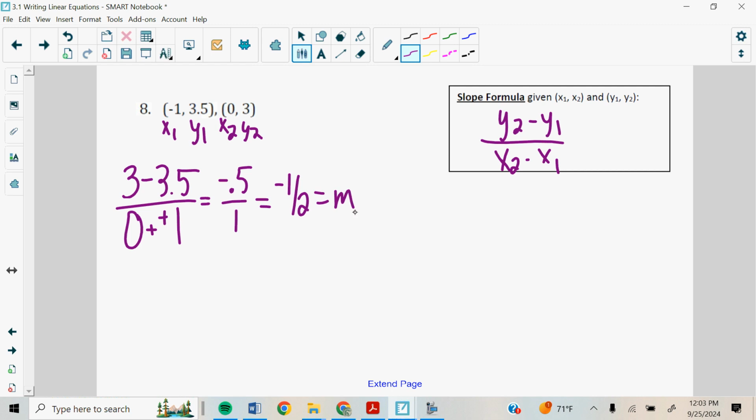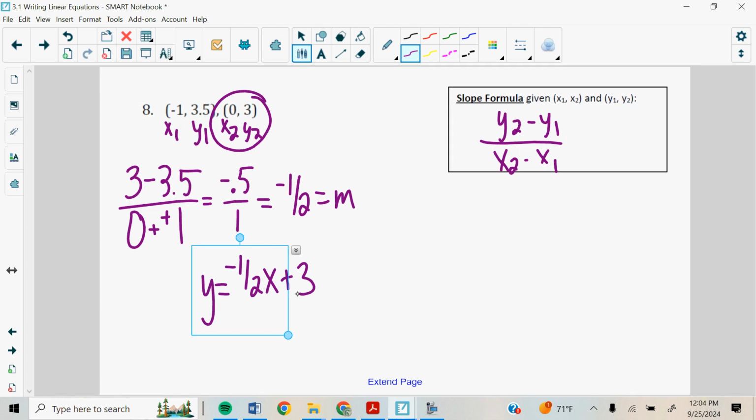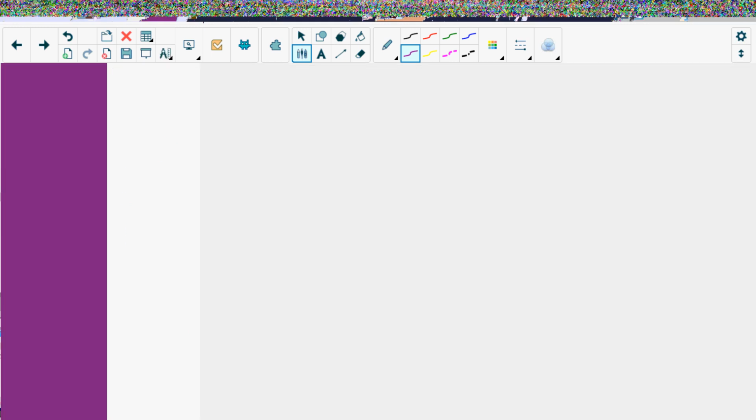The great news is here we, again, get our y-intercept as one of our given points. So we can say y equals our slope, negative 1/2 x, plus our 3, which is our y-intercept. All right, so there's our equation.